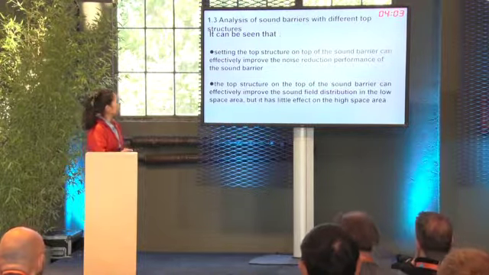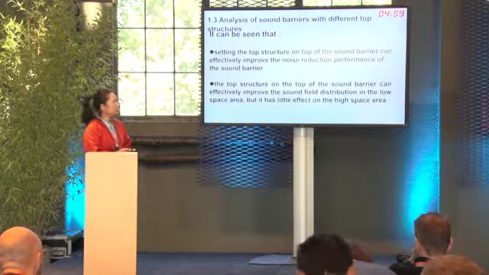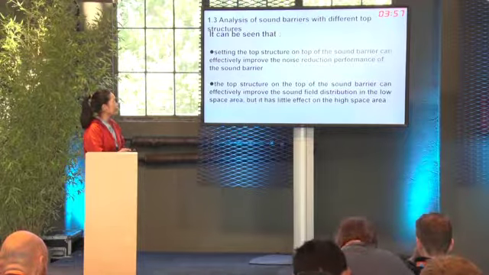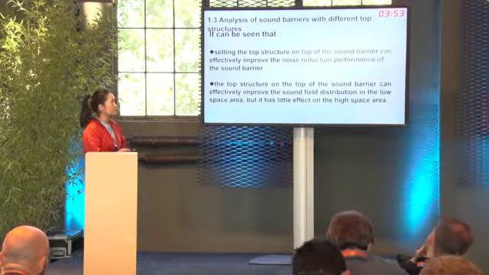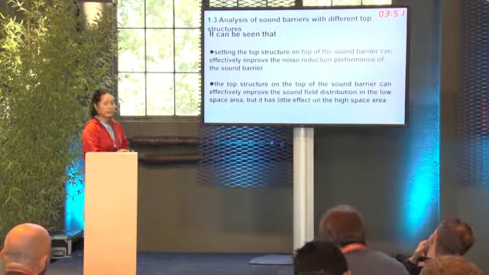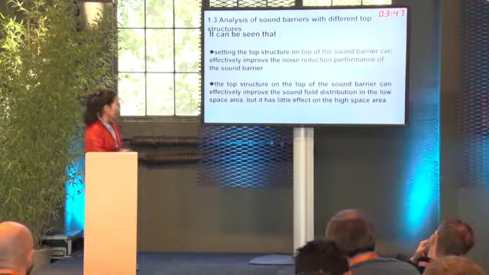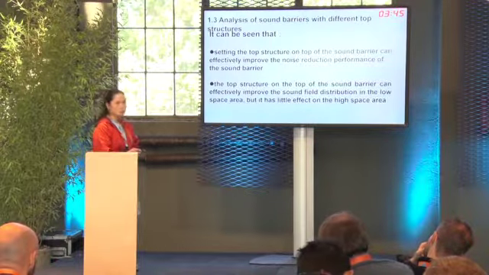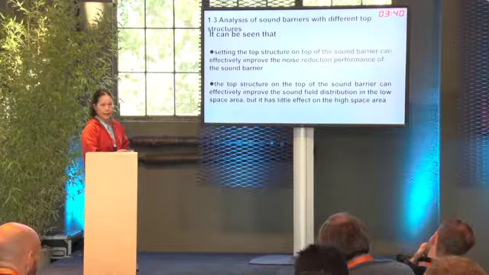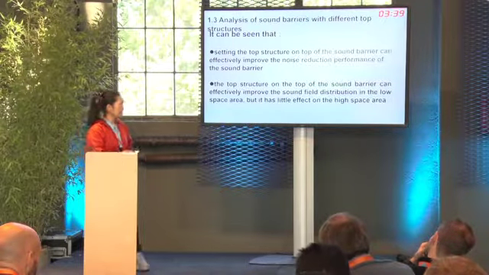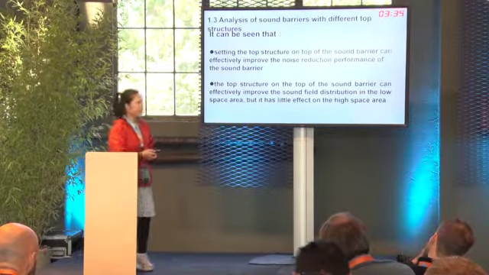It can be seen that setting the top structure on top of the sound barrier can effectively improve the noise reduction performance of the sound barrier. The top structure can effectively improve the sound field distribution in the near-field space area, but it has little effect on the high space area.